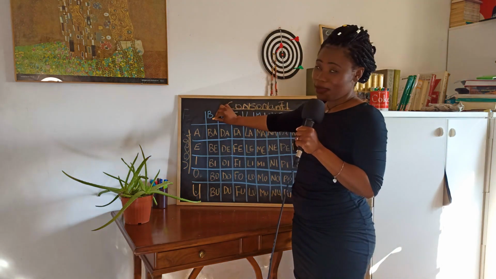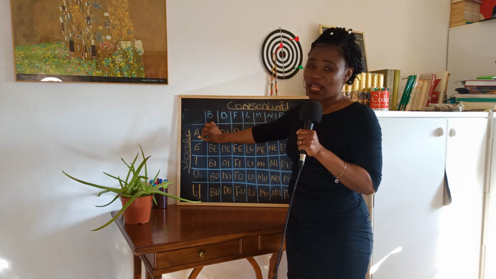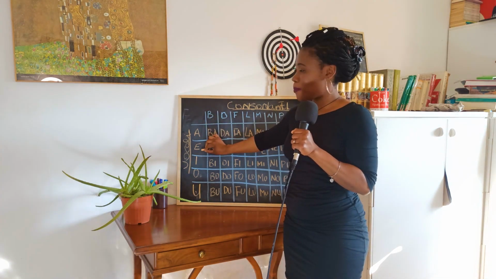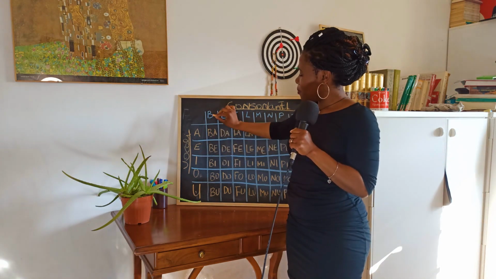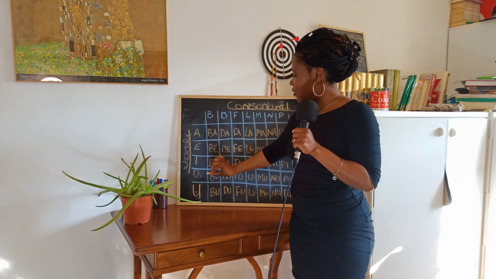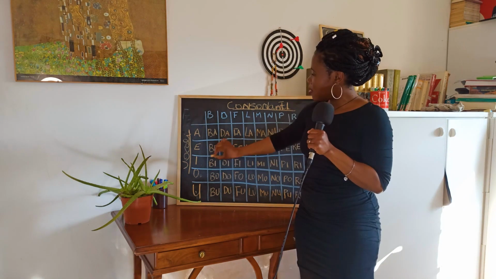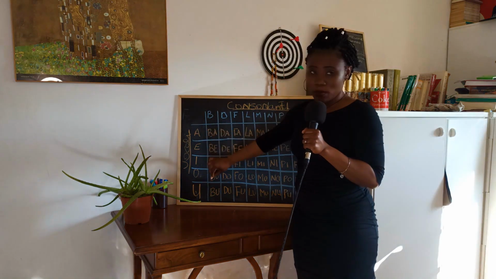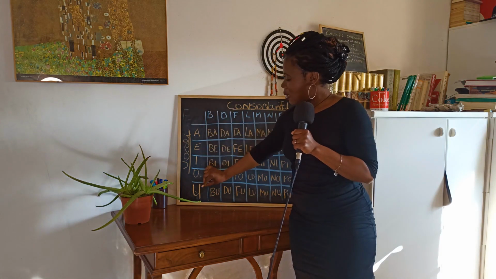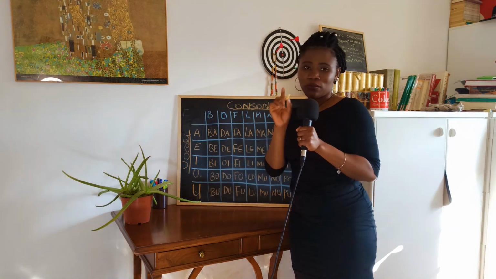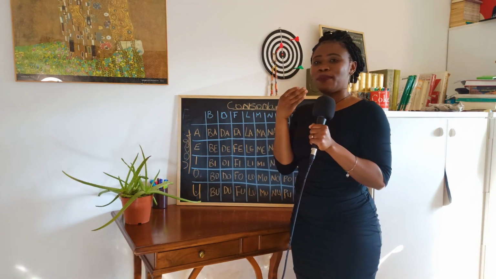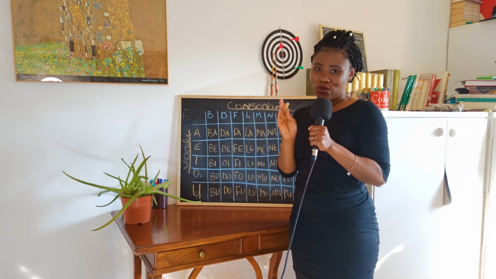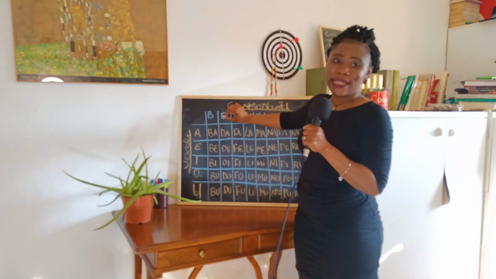This one, B. If I put A, it will be ba. B and E, it will be be. B and I, it will be bi. B and O, it will be bo. B and U, it will be bu. Make you take note say the pronunciation, they pronounce them for Italian as they pronounce Italian, it's not English, okay?